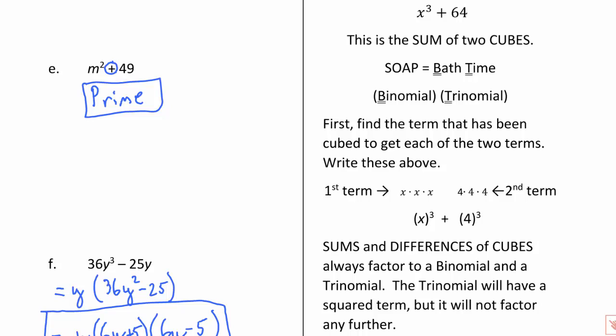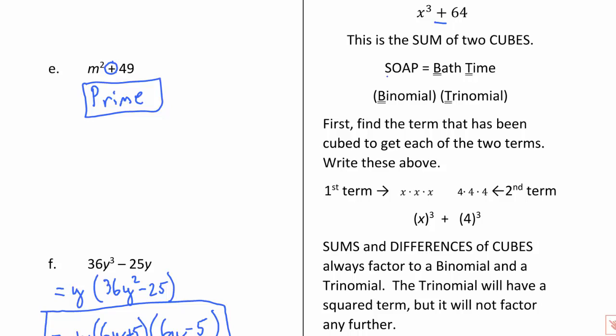We're going to start looking at the sum and difference of two cubes, okay? So if we look at x cubed plus 64, this is the sum of two cubes. Now we say sum of two cubes because it's addition between the two. Notice that this is a perfect cube and this is a perfect cube.